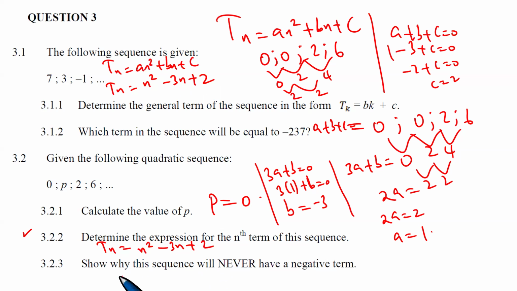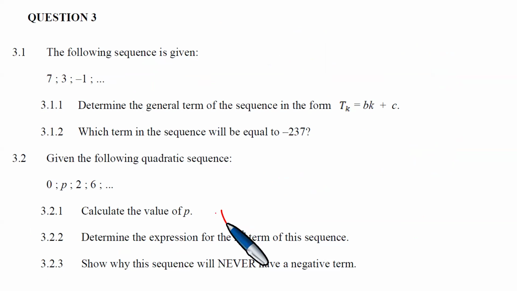Show why this sequence will never have a negative term. What do we do now? Here we already got that Tn is actually equal to n squared minus 3n plus 2. Show why this sequence will never have a negative term. How do you show that this sequence will never have a negative term?